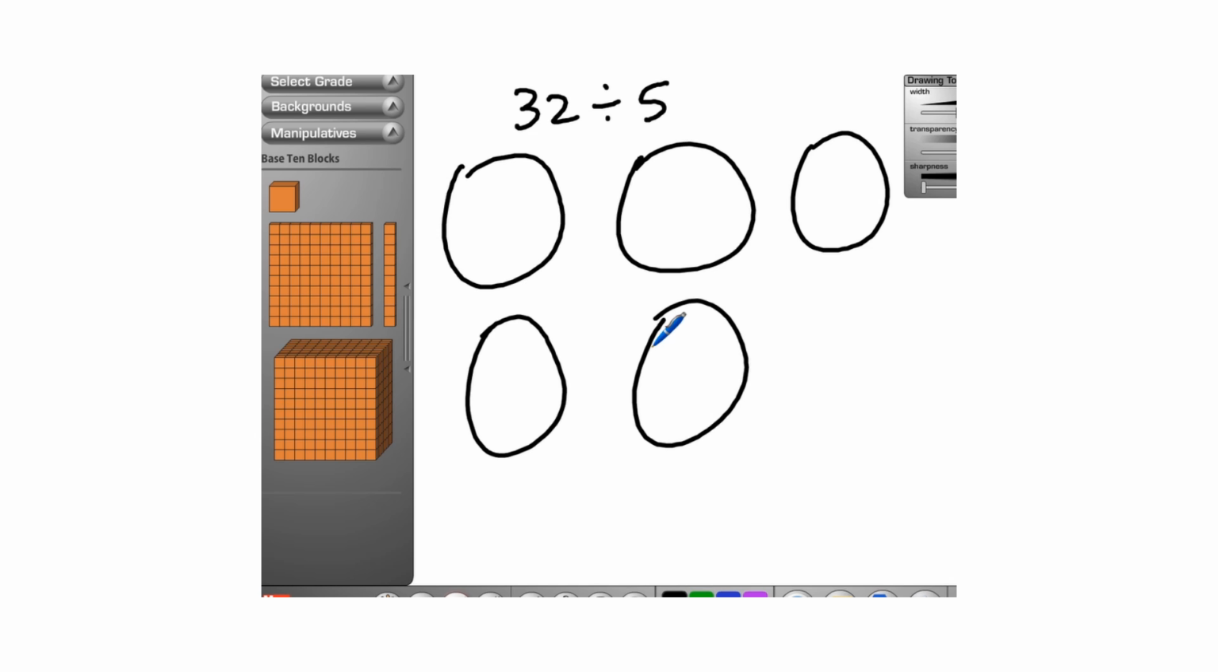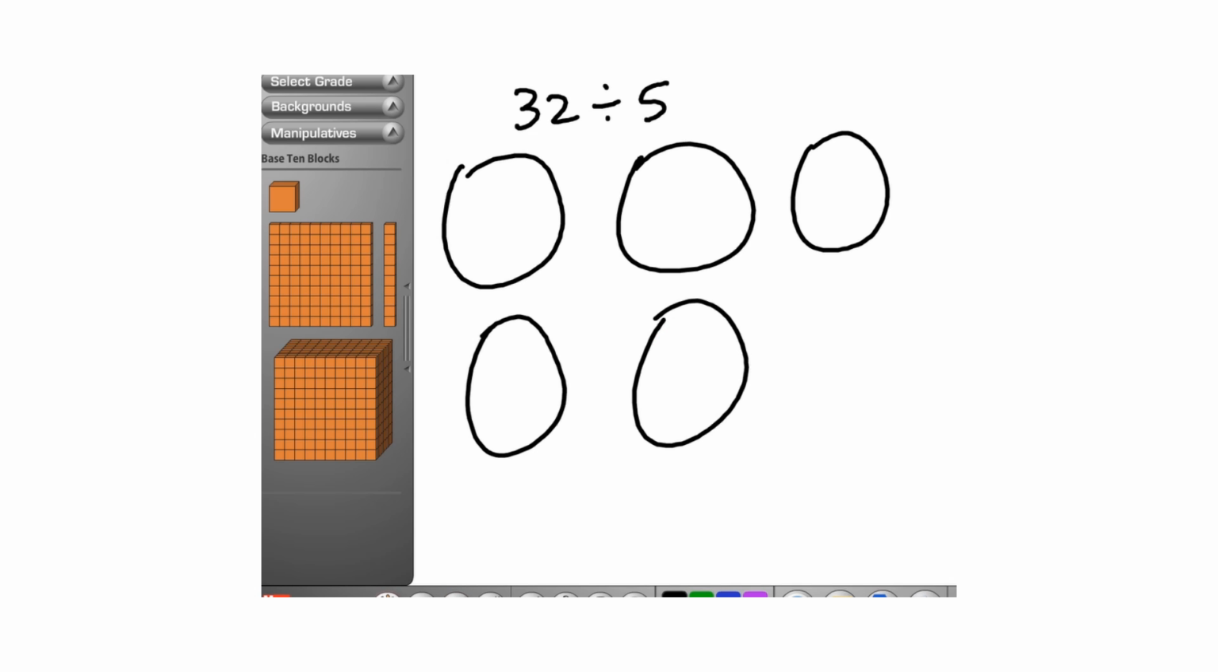Number 4, the question is 32 divided by 5. Now the last one wasn't such a big deal because we didn't have to break apart any of the ones. This is what I wanted to show you this for. Keep listening.